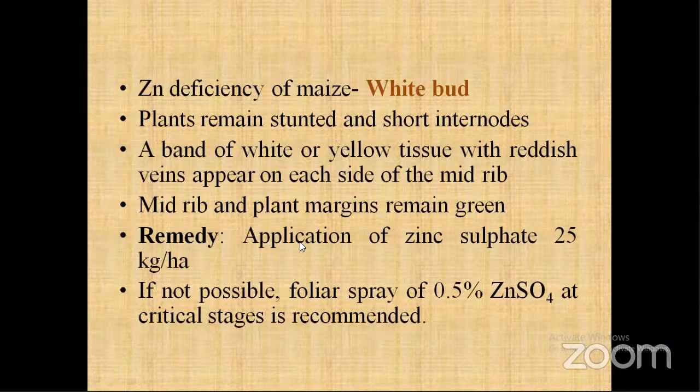And the remedy is application of zinc sulfate at the rate of 25 kg per hectare at the time of sowing. If we didn't apply zinc sulfate at the time of sowing, we can go for a foliar spray of 0.5% zinc sulfate at critical stages. That means whenever this zinc deficiency is visible, we can go for immediate application of foliar spray.